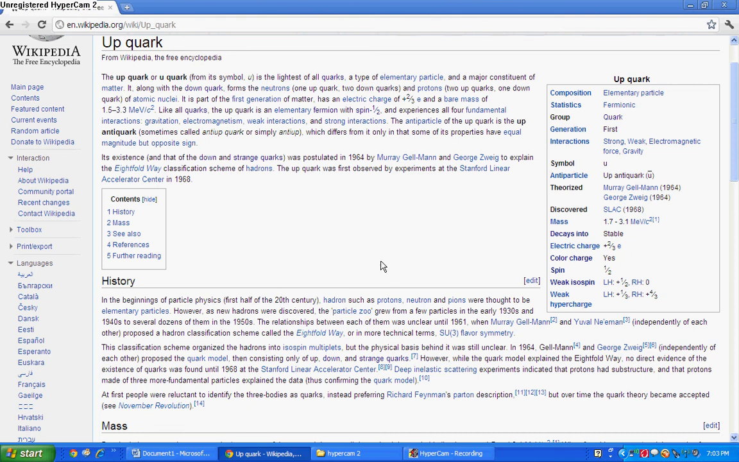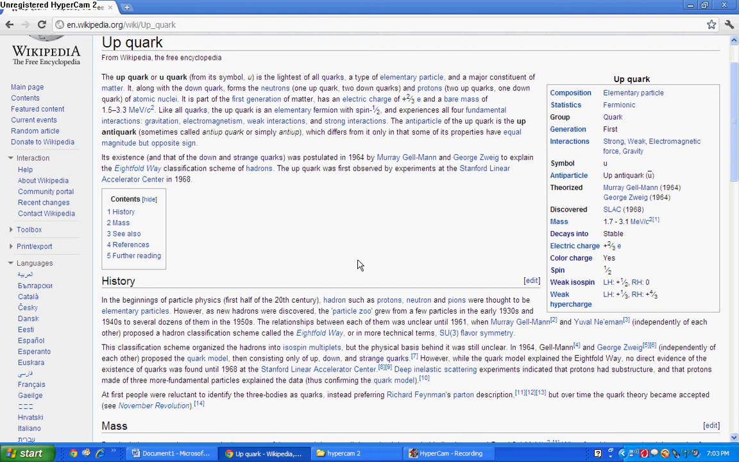However, new hadrons were discovered. Hadrons are particles made of quarks, as I said, and the particle zoo, which is the term used to refer to all the particles we know of, including compound particles such as the proton, it grew. How they were related to each other, basically how they were similar and how they were different, was very unclear until 1961, when Murray Gell-Mann and Yuval Ne'eman, independently of each other, proposed a hadron classification scheme called the eightfold way, or the SU3 flavor symmetry.